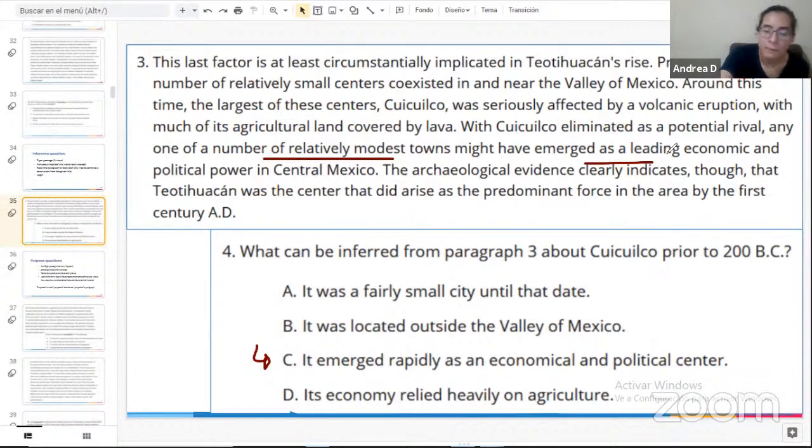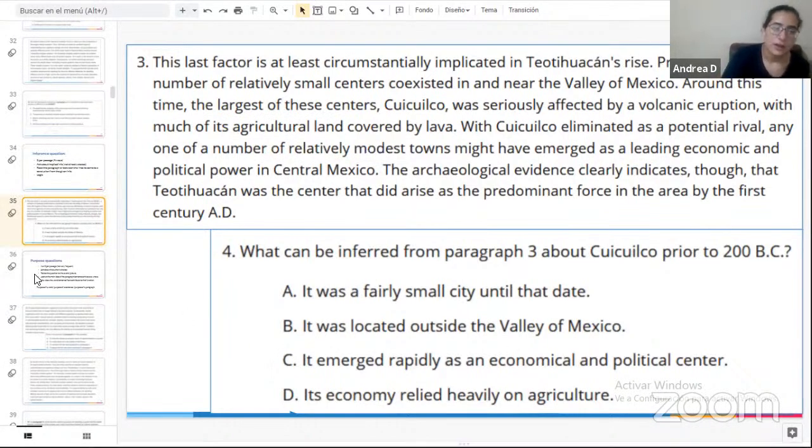You know, we don't know how rapidly Cuicuilco emerged. It doesn't say anything about that. It doesn't say anything about how it happened. It just says directly they were the largest of the centers, but we have no idea how that happened. And even though we can think, okay, this might have happened, we cannot justify it. We cannot prove that they emerged rapidly. Maybe they did, maybe they didn't, maybe they took ages in developing. So yes, as Eloy is saying, you need to be able to prove it, to justify with something from the passage. So yes, the answer is D. Well done.